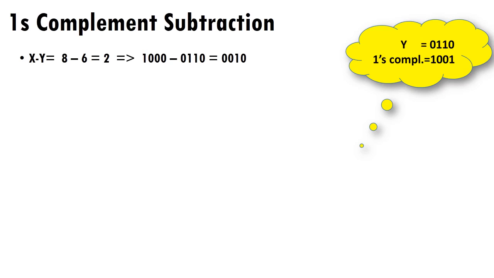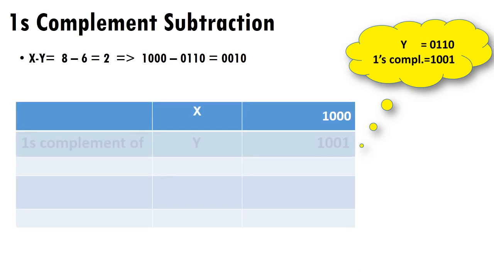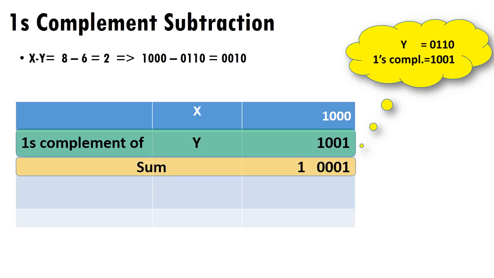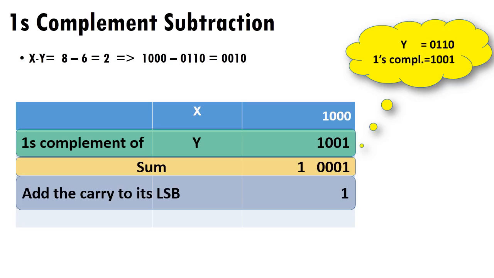Now I am going to explain how to subtract two numbers using 1's complement. In this example, the minuend is 1000 and the 1's complement of y equals 1001. Now when we add these two numbers, we get the answer 0001 with a carry 1. This carry should again be added to the sum value, and now the final answer is 0010, which is equivalent to the decimal value of 2.